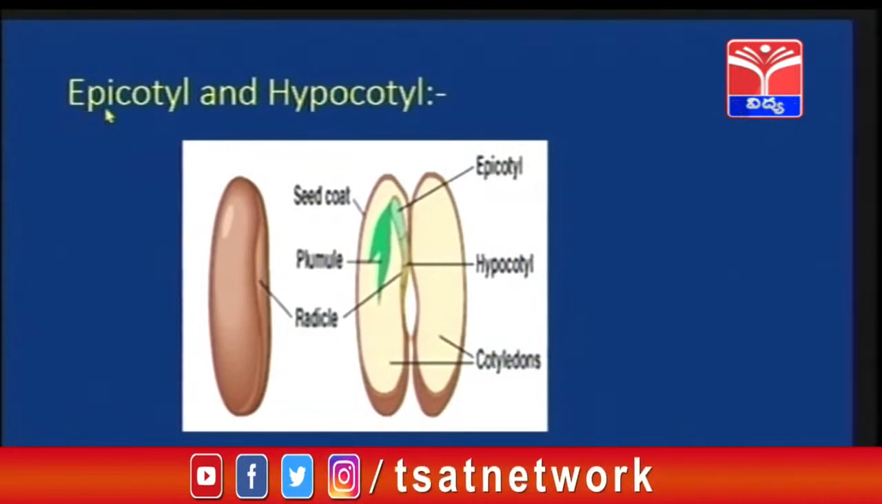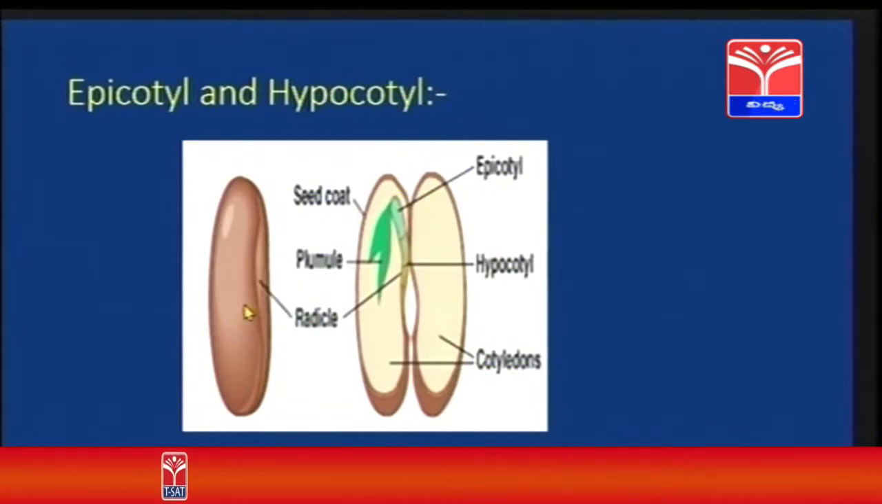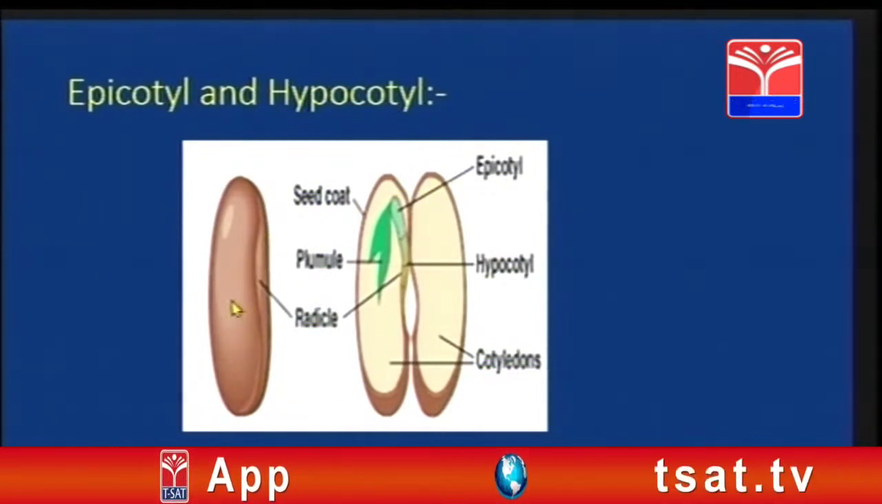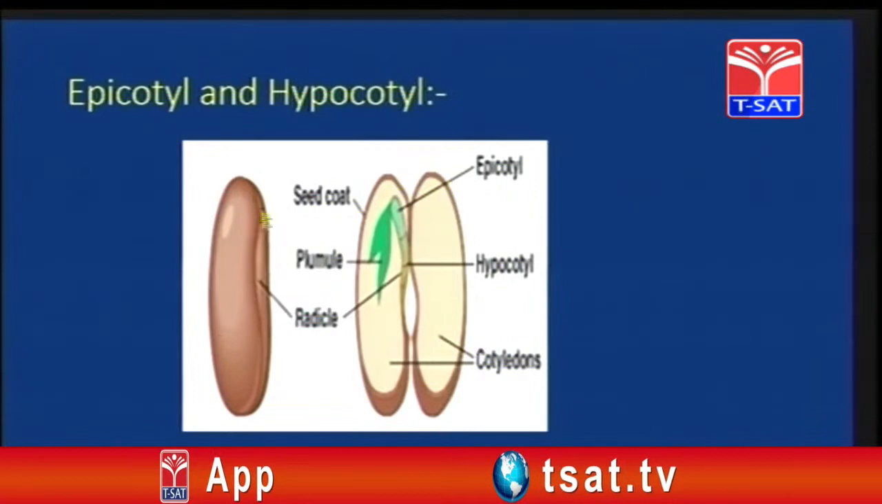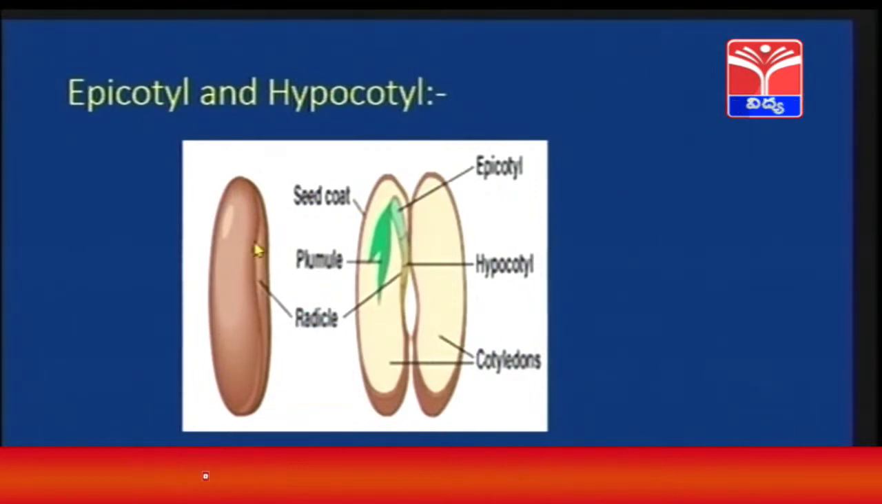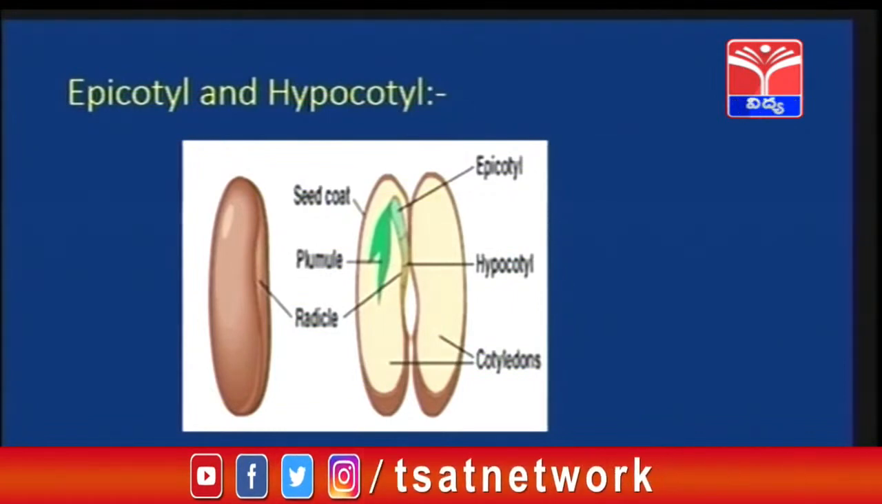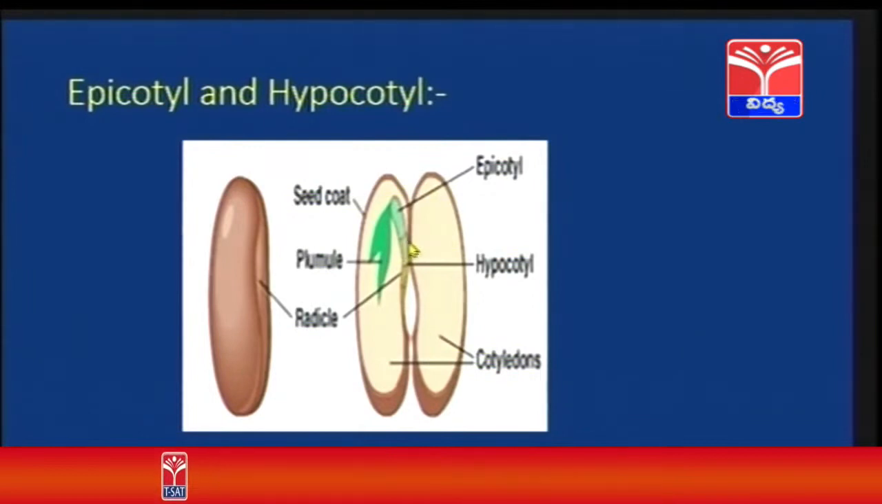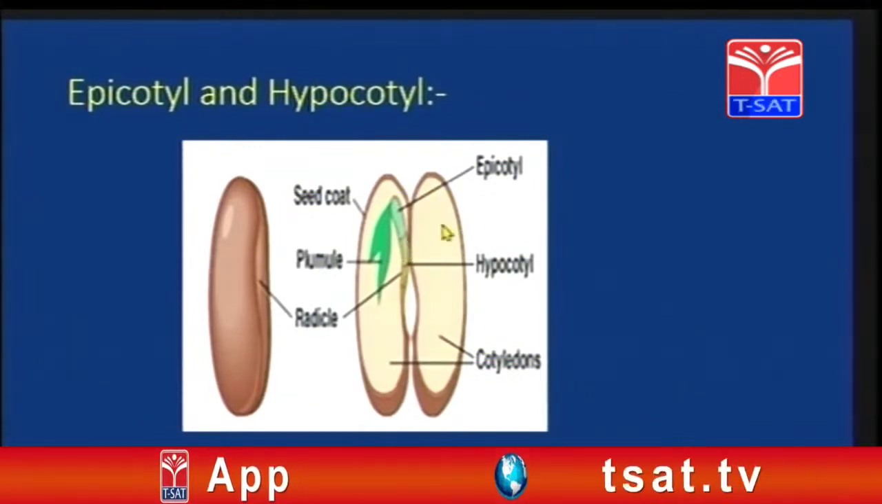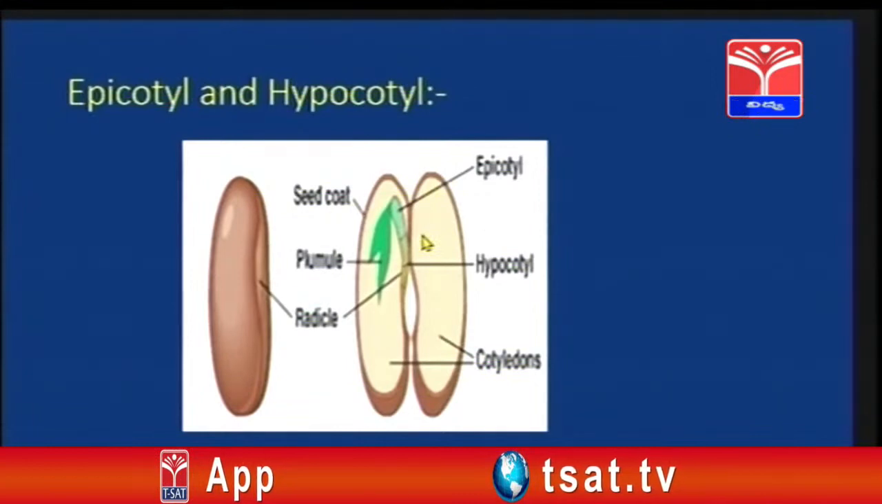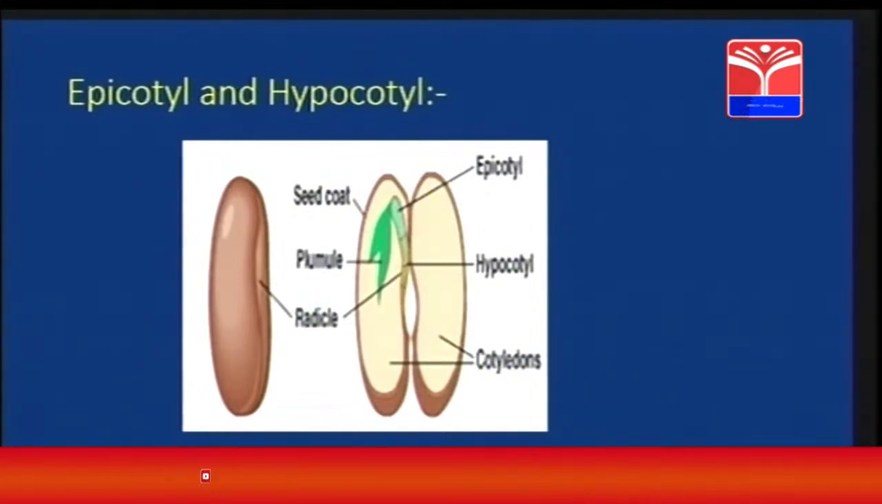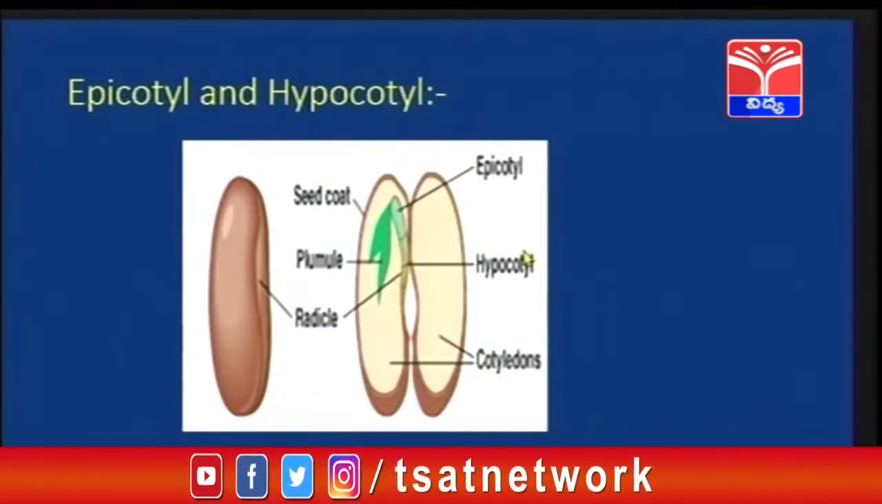Children, let us know what is epicotyl and hypocotyl. As you can see in the image over here, this is the image of a seed. This seed is covered by a seed coat. When you observe during the process of germination, the seed coat will break, the seed opens and the process of germination will take place. How is the process of germination taking place? How are the roots and the stems formed? So, we can see over here the major parts, that is the epicotyl and the hypocotyl.